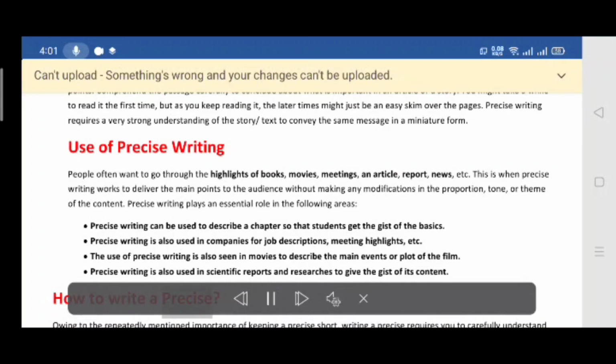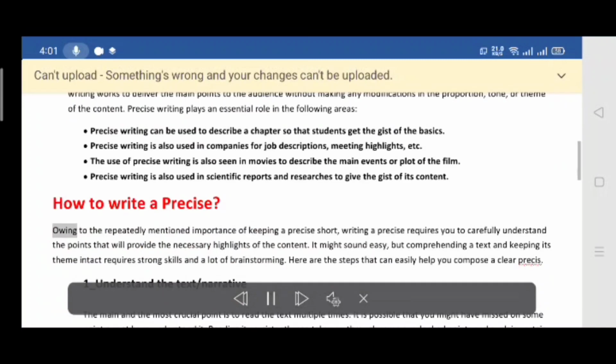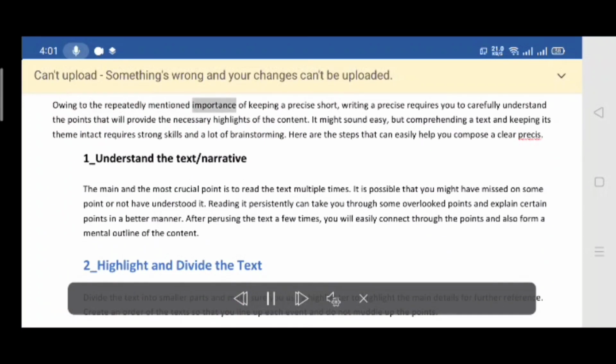How to write a précis. Owing to the repeatedly mentioned importance of keeping a précis short, writing a précis requires you to carefully understand the points that will provide the necessary highlights of the content. It might sound easy, but comprehending a text and keeping its theme intact requires strong skills and a lot of brainstorming. Here are the steps that can easily help you compose a clear précis.